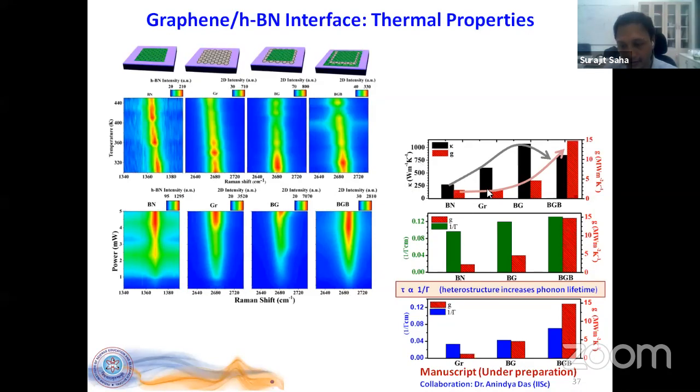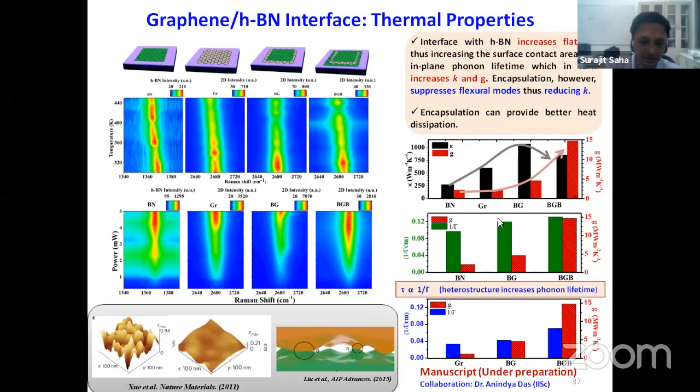This is for the graphene, single layer graphene. So this is the typical thermal conductivity when it is supported on the silicon substrate. And this is for a two-layer structure, and this is for a three-layer structure. And there is interesting physics behind why we see this trend.